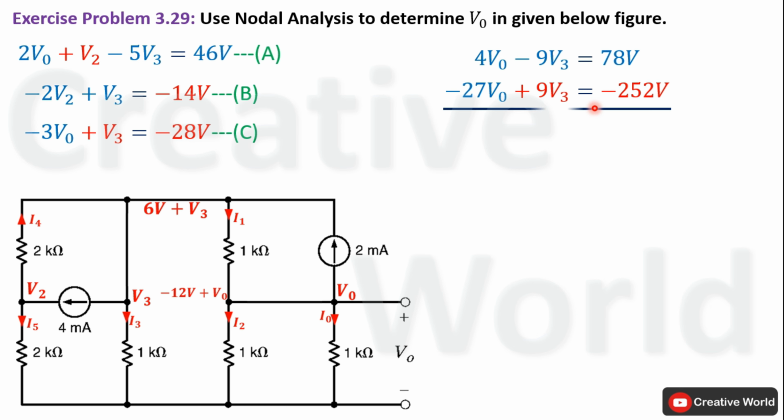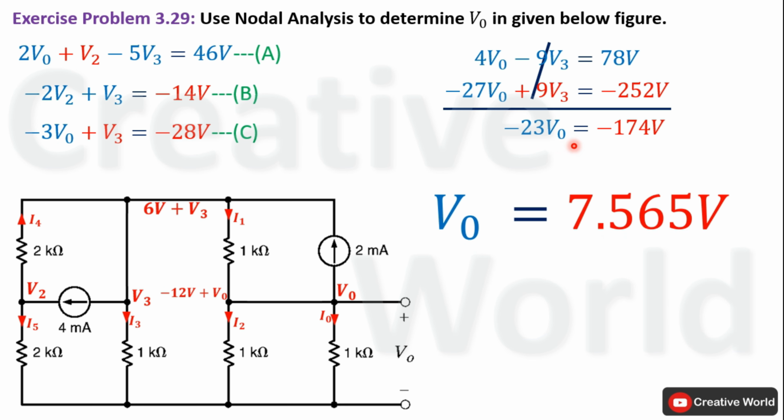Add these two equations together. Sum of plus 9V3 and minus 9V3 will cancel out with each other. Here sum of minus 27V0 and 4V0 will become minus 23V0. On the other hand side of equal, minus 252 plus 78 volt will become minus 174 volt. Now in order to calculate the value of V0, divide this equation on both sides with minus 23. So the value of V0 will become 7.565 volt. So 7.565 volt will be appearing across this 1 kilo ohm resistance with this specific polarity in this network.